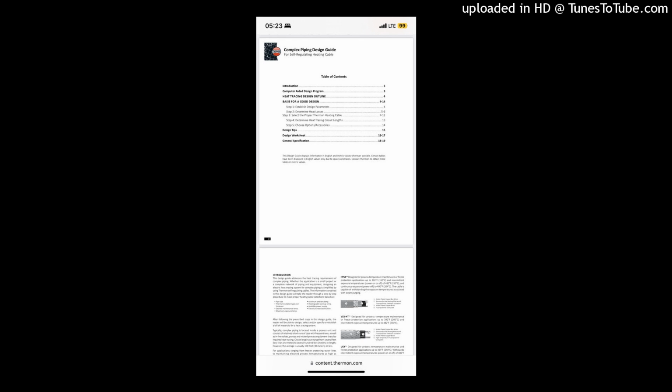Supply voltage. Surman self-regulating cables are designed in two voltage groups, 110-130 VAC and 208-277 VAC. Determine what voltages are available at the facility for use with heat tracing. All information in this design guide is based on metallic piping. For non-metallic applications, contact Surman.